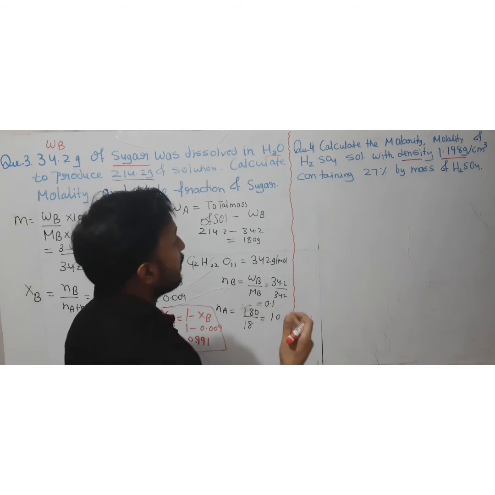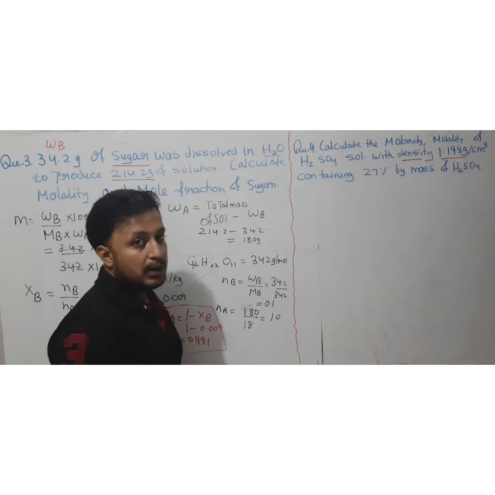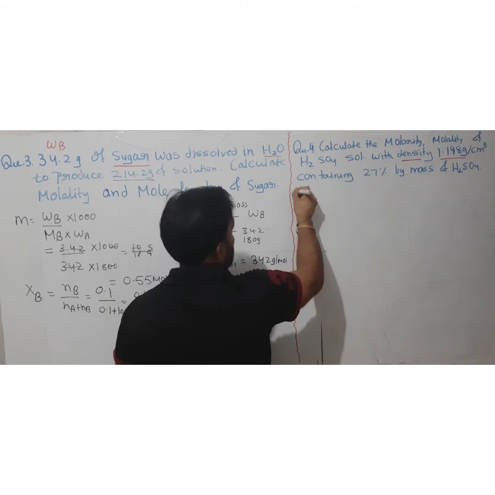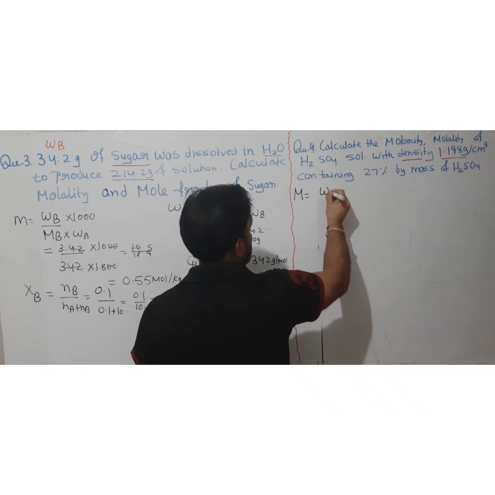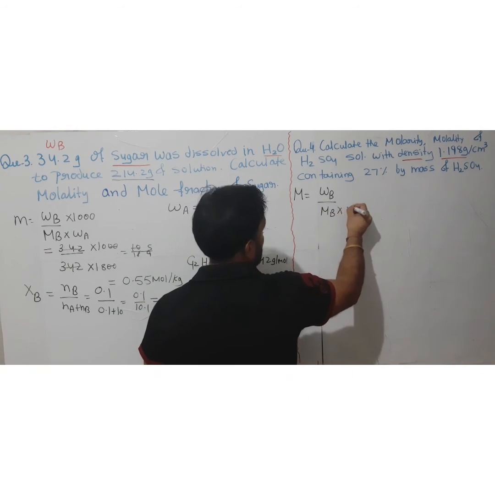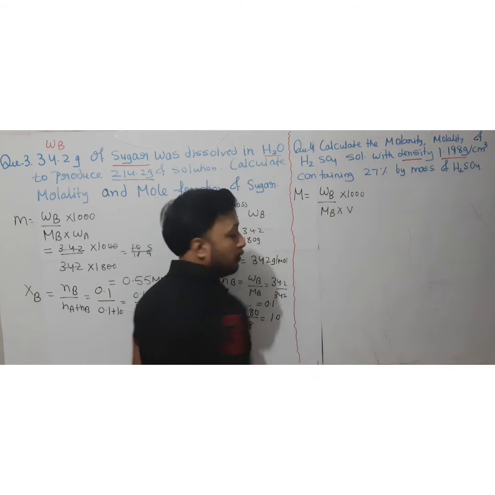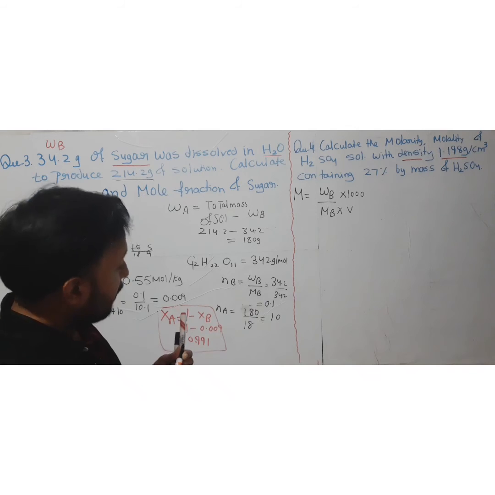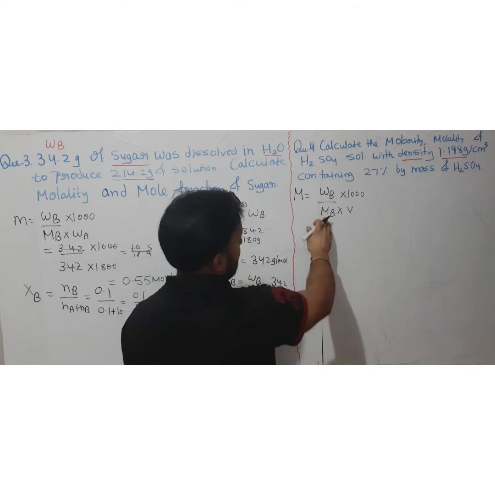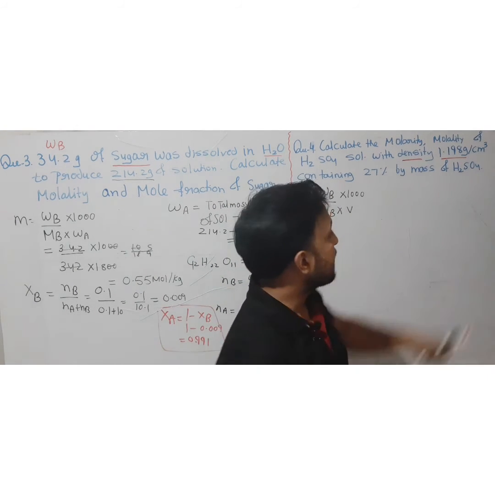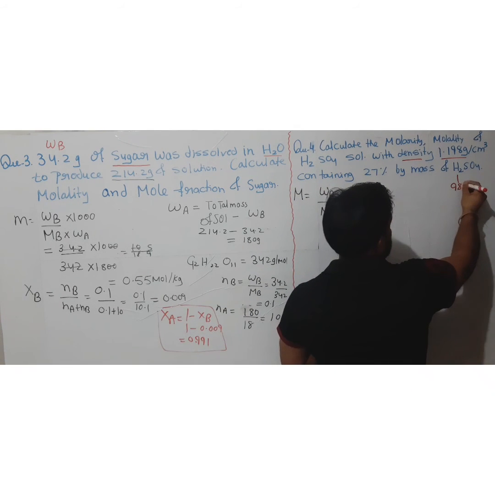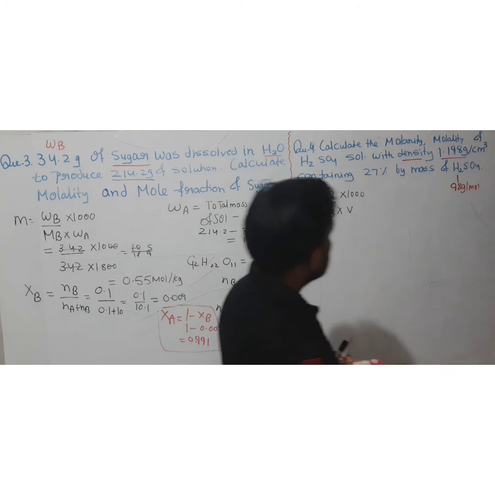So if you have to calculate the molarity, for molarity we always require volume. So we have to solve this question in a different way. First we write the formula of molarity, because we have to see what is given and what we require: that is WB upon MB into volume into 1000. Now we are not provided with the volume or the given mass, only the molar mass we know, because H2SO4 is given. The molar mass of H2SO4 is 98 gram per mole.